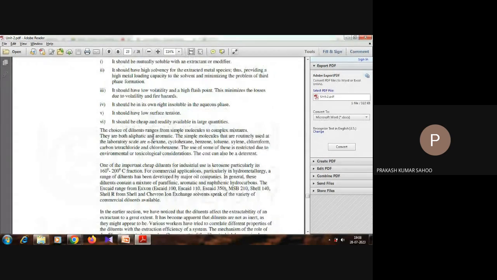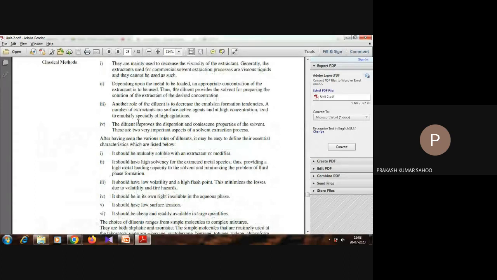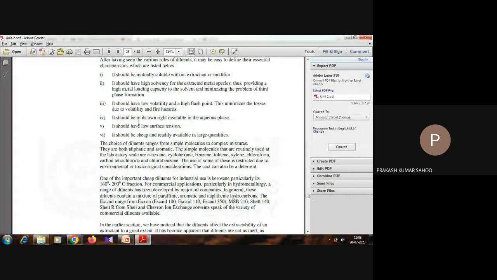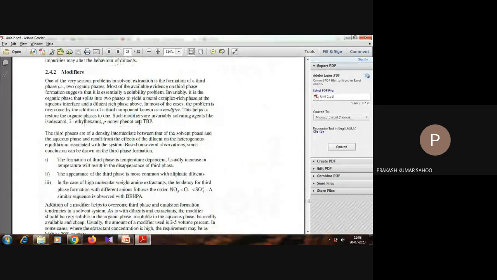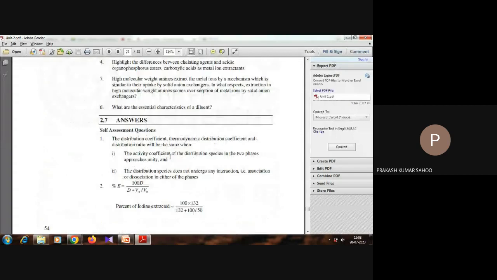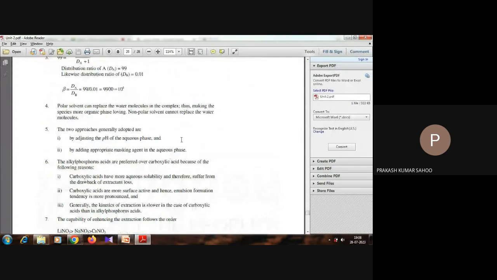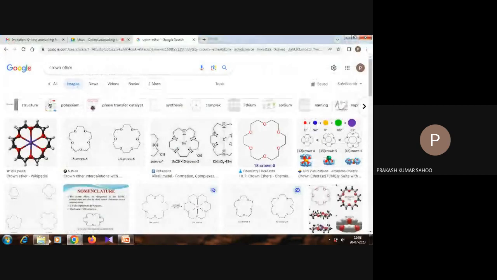Just go through these things. These are very much simple things. Then we have modifiers. This I have already discussed. Then this will be your unit 2. Then it is followed by your unit 3.